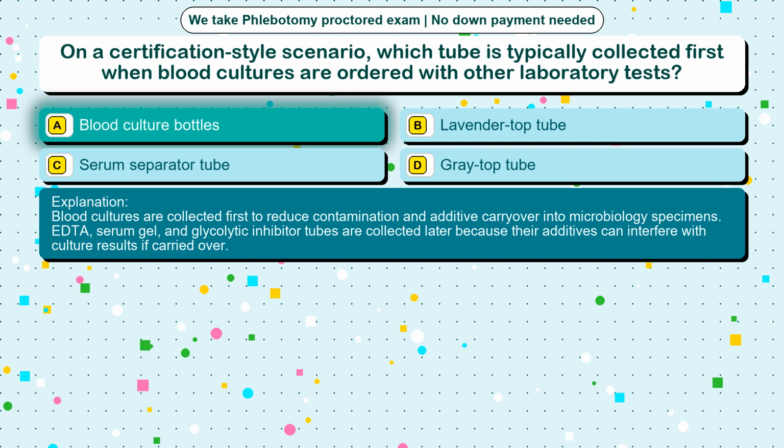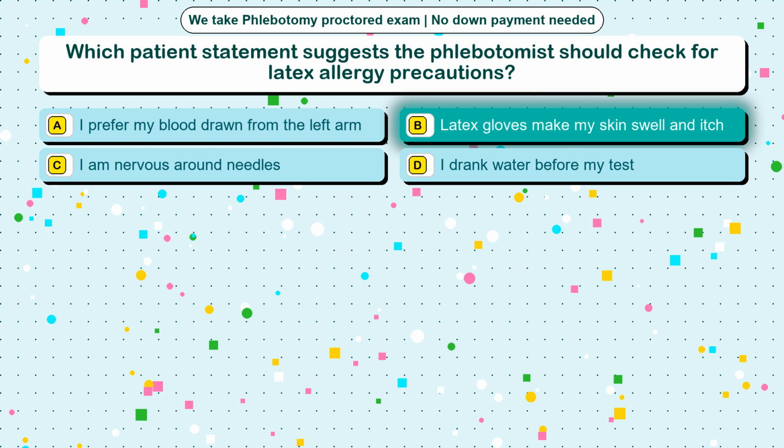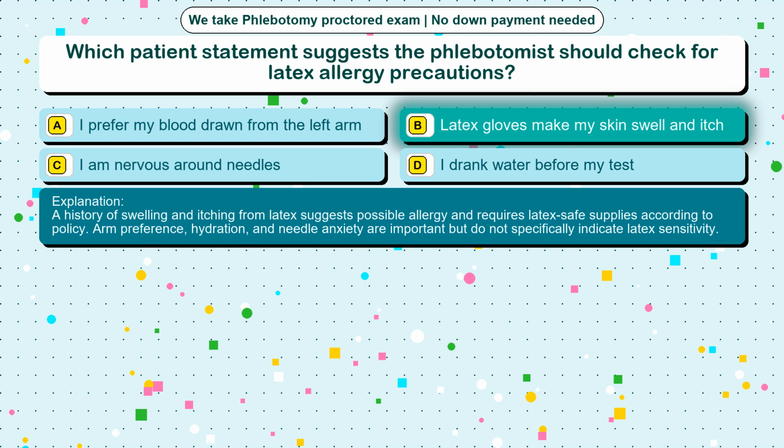Question 72. Which patient statement suggests the phlebotomist should check for latex allergy precautions? Option A. I prefer my blood drawn from the left arm. Option B. Latex gloves make my skin swell and itch. Option C. I am nervous around needles. Option D. I drank water before my test. The correct answer is option B. Latex gloves make my skin swell and itch. A history of swelling and itching from latex suggests possible allergy and requires latex-safe supplies according to policy. Arm preference, hydration, and needle anxiety are important but do not specifically indicate latex sensitivity.